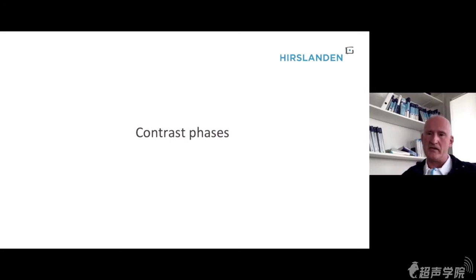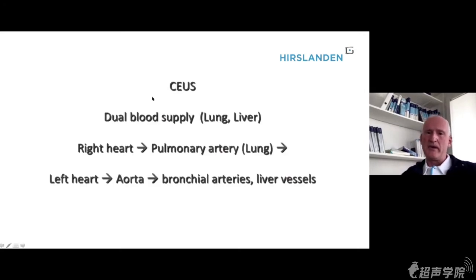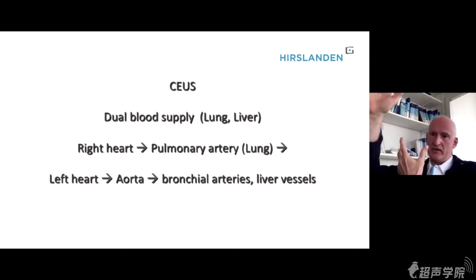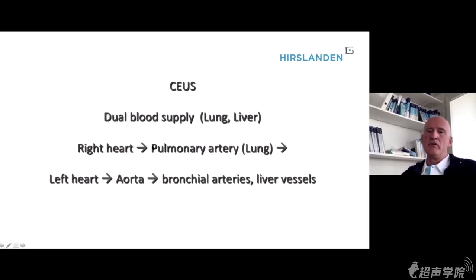Now the contrast phases. We have a dual blood supply in the lung and the liver, mainly and importantly in the liver. And we have that injection into the antecubital vein whenever possible, in a large cannula whenever possible, to the pulmonary artery, into the lung, and then to the left heart, to the aorta, and back into the lungs via the bronchial arteries and to the liver arterial vessels, and later the portal venous phase. Let's see how it looks like.